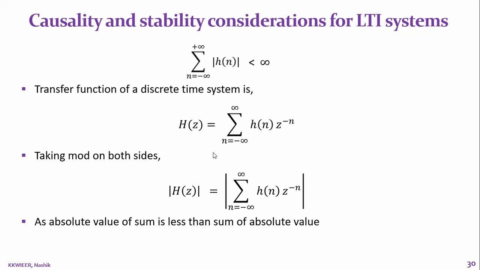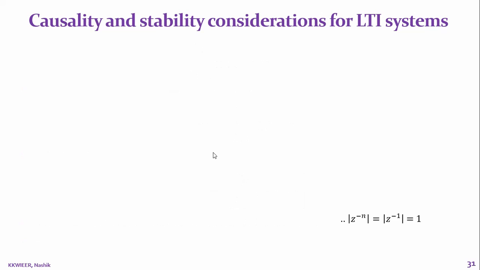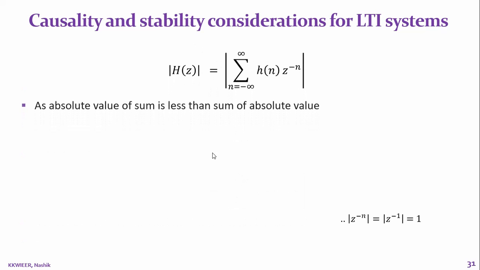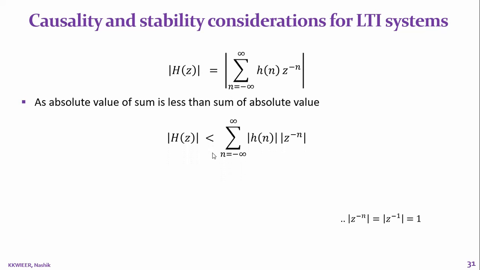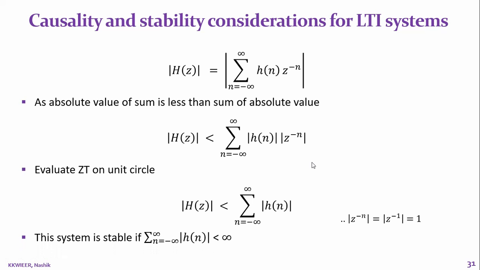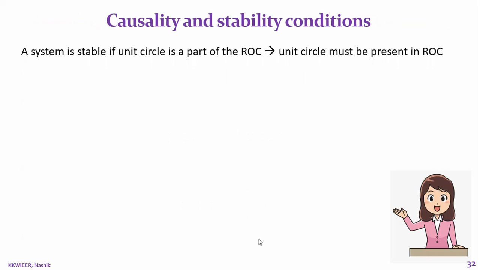As the absolute value of a sum is less than the sum of absolute values, evaluate this z transform on the unit circle. H of z will be less than the sum of the mod of individual terms. So this system is stable only if the sum of mod h of n is less than infinity. A system is stable if the unit circle is a part of the ROC. That means the unit circle must be present inside the ROC.